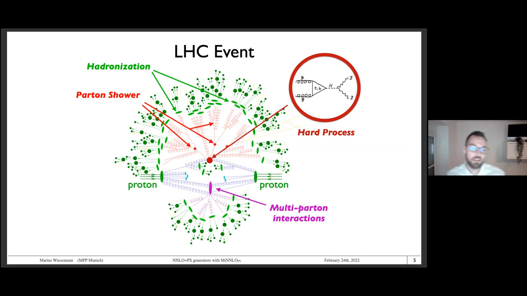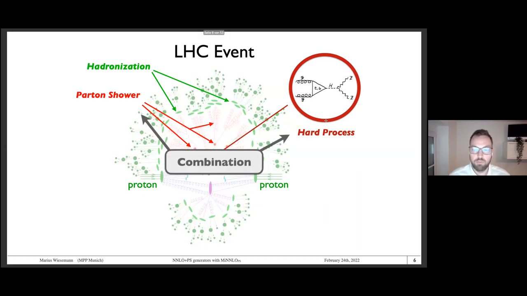However, this is done at a much lower accuracy than what we can describe at the hard process level. So what we want to do eventually is a combination of this high accuracy we can achieve at the hard process level with parton showers.